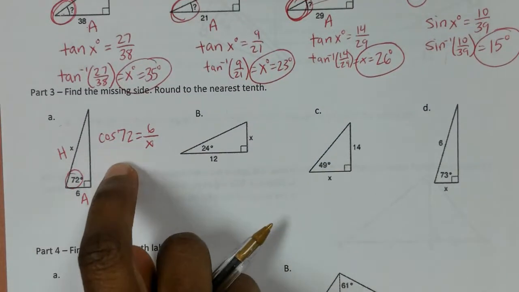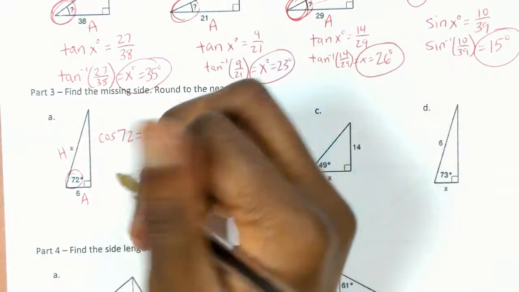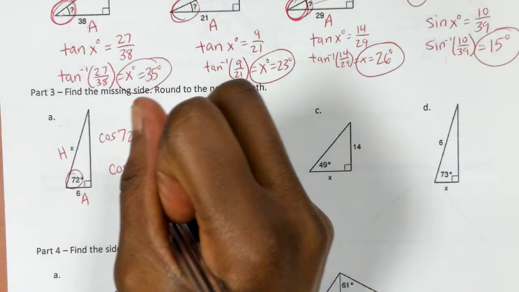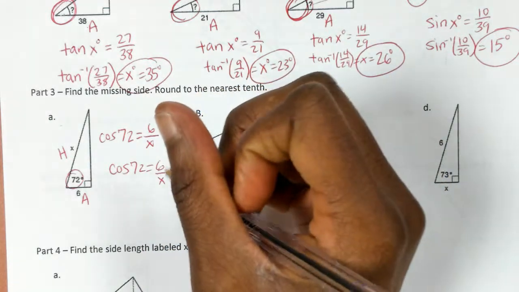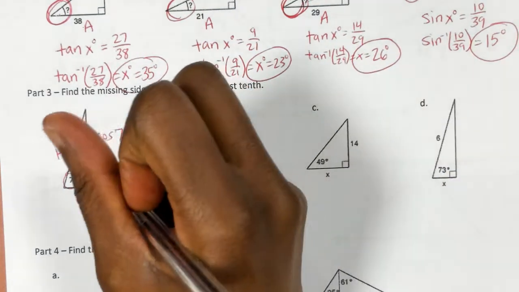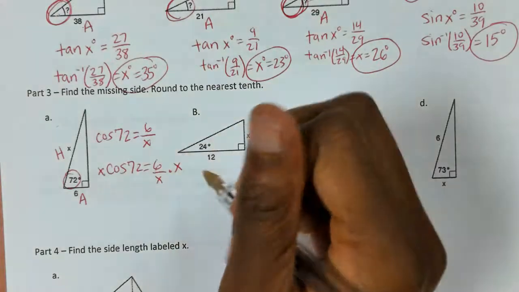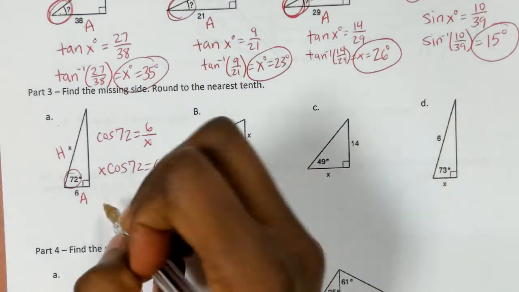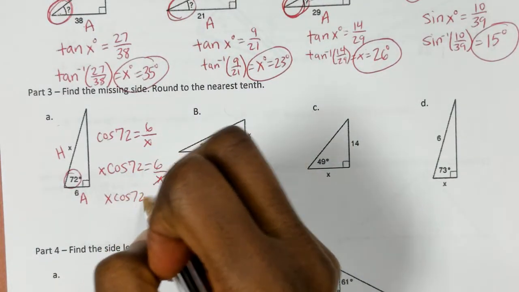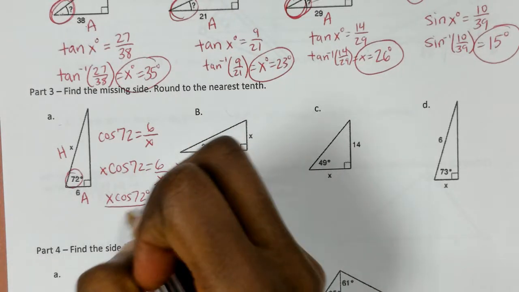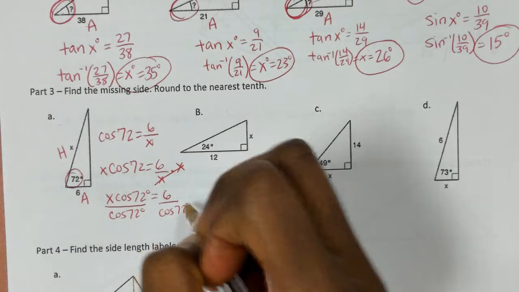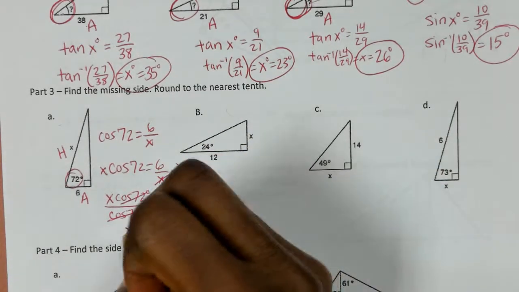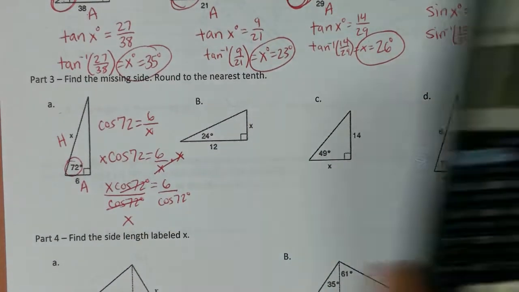I could divide this by 1 and cross multiply. Or I could just solve it like a regular algebra problem and get x by itself by multiplying both sides by x, which cancels it on this side. So I have x cosine 72 degrees equals 6. And then dividing both sides by cosine 72. And then that's what I would type in my calculator.